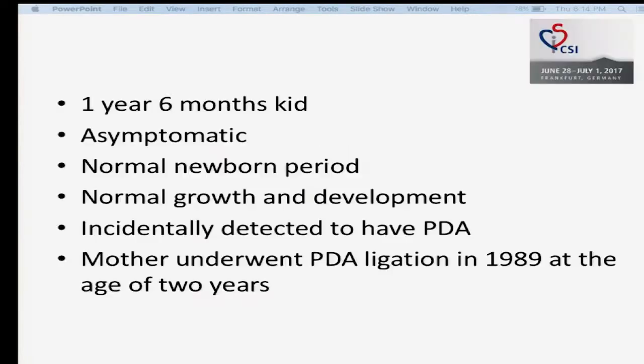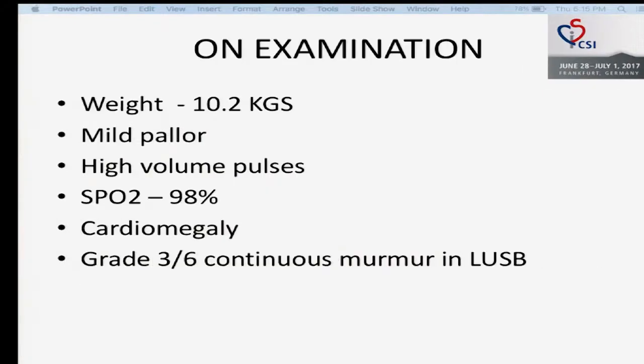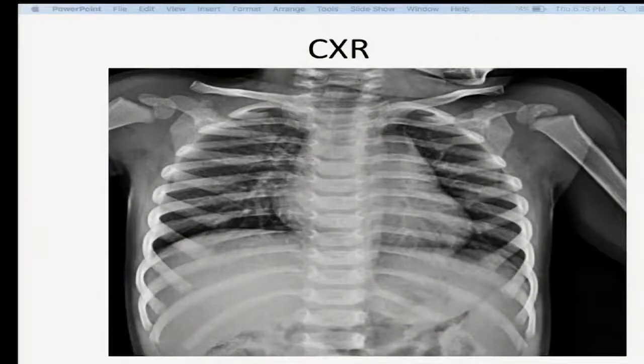Good afternoon to all. The next case is about a kid who is 1 year 6 months old, asymptomatic, normal newborn period, normal growth and development. Incidentally detected to have PDA. An interesting history is that mother underwent PDA ligation in 1989 at the age of 2 years. On examination, the child weighs 10.2 kgs, mild pallor, high volume pulses with a saturation of 98%. There is mild cardiomegaly and a grade 3/6 continuous murmur in the left upper sternal border.